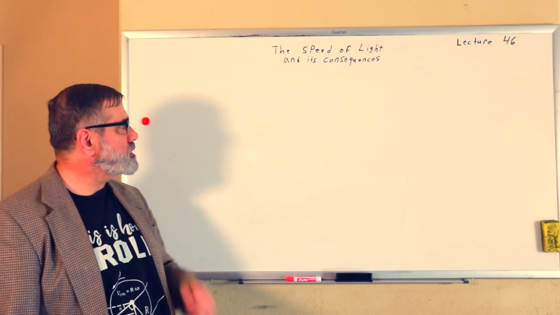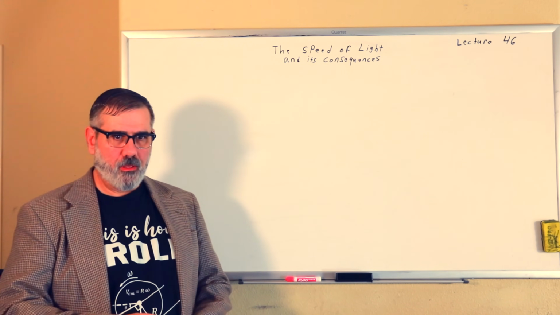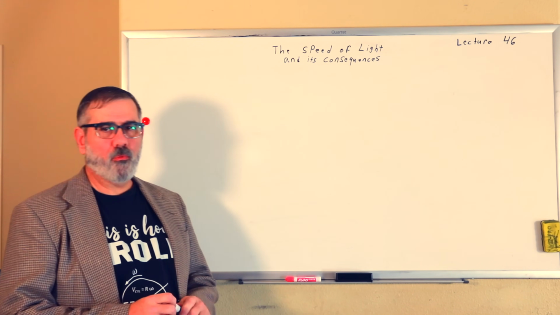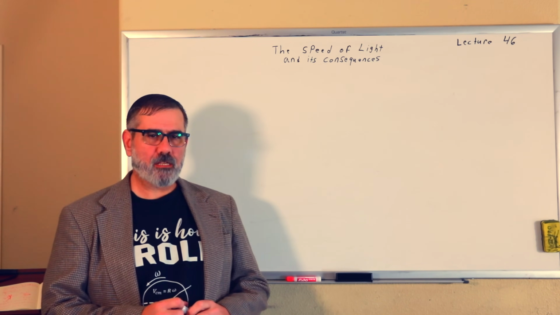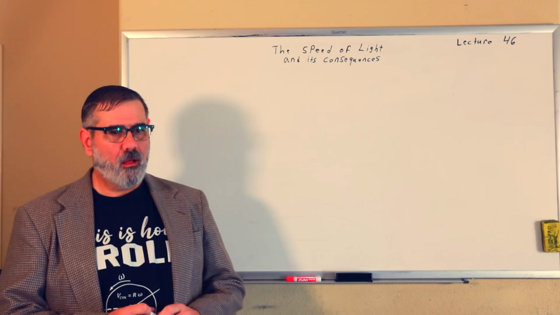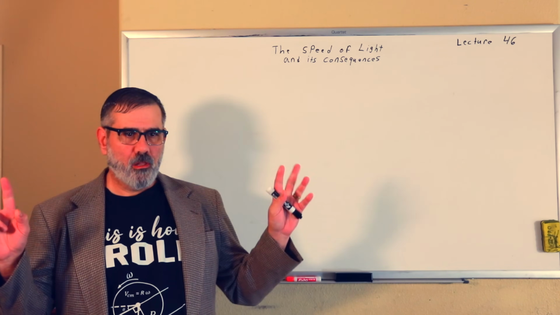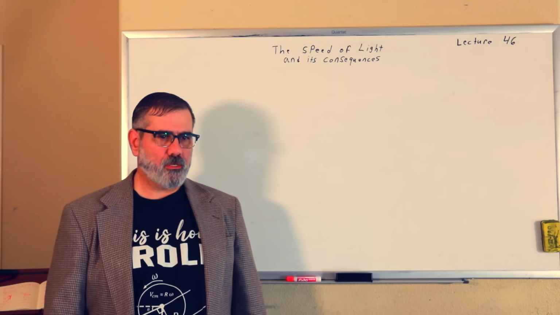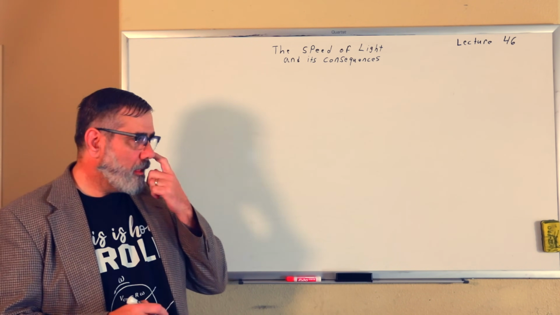Okay, so today's lesson is on the speed of light and its consequences. But first I have to explain, we haven't really talked about it yet, that light is a wave. This was discovered by James Clerk Maxwell as a consequence of his laws, right? Maxwell's equations. Oh, I should have worn my Maxwell's equations shirt, but it's fine.